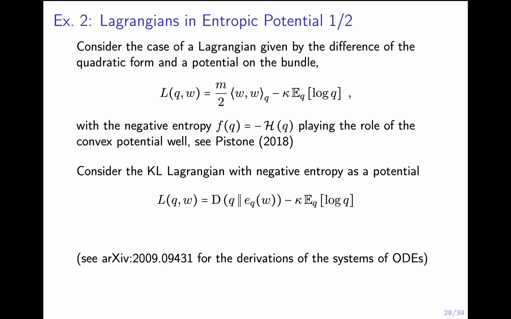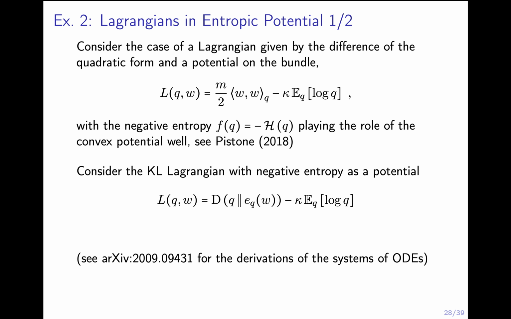Okay, now let's move to a more complicated example. We are now introducing an entropic potential. So our Lagrangian consists again of the quadratic form in the first case with the negative entropy, and the same here in the case of the KL Lagrangian. We have replaced the quadratic form with the KL and we keep the same potential.